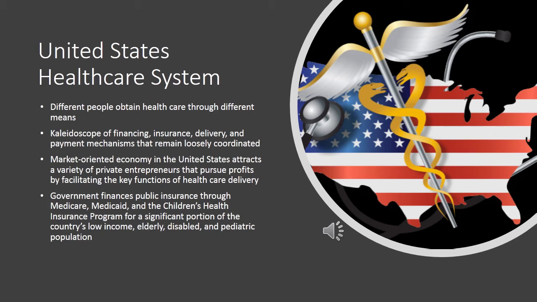Another thing we learned is that the market-oriented economy of the United States attracts a variety of private entrepreneurs that pursue profits by facilitating the key functions of healthcare delivery. Now, we see that all the time. And last but not least, government finances public insurance through Medicare, Medicaid, and the Children's Health Insurance Program for a significant portion of the country's low-income, elderly, disabled, and pediatric population.